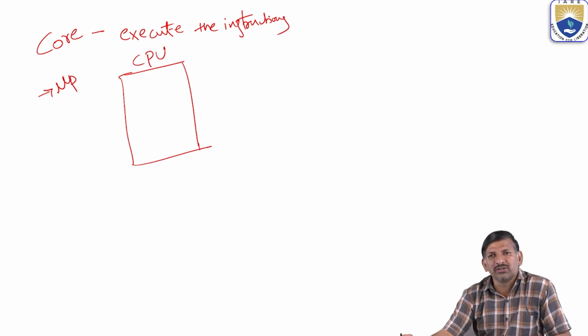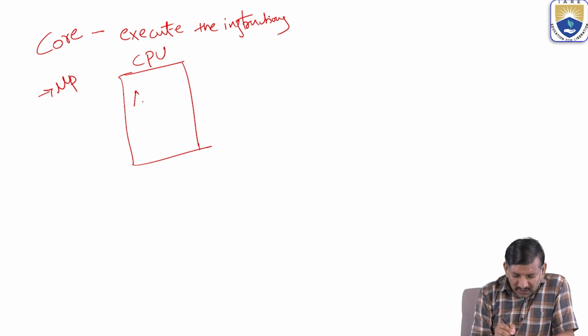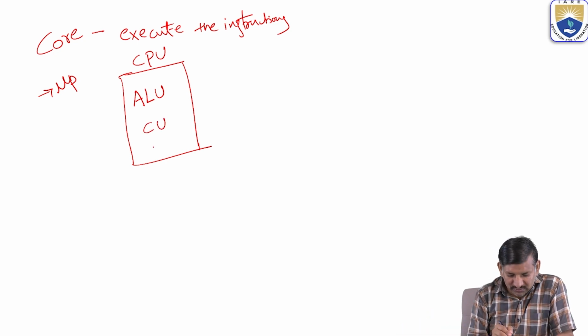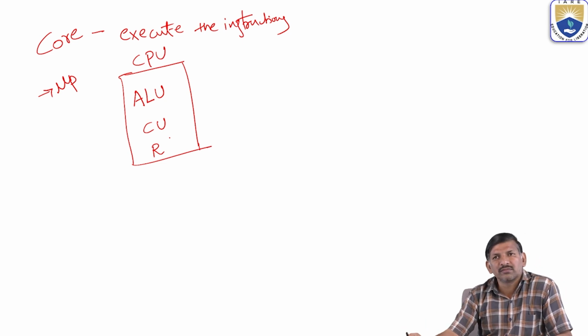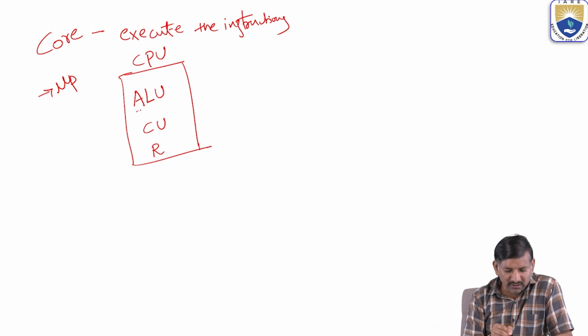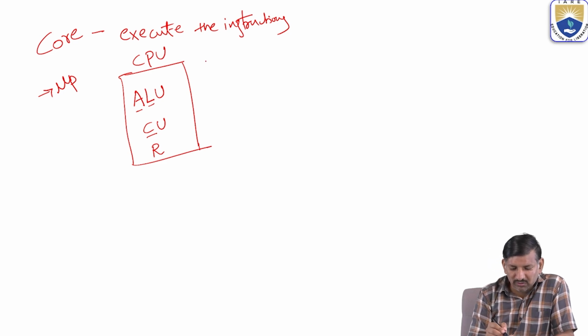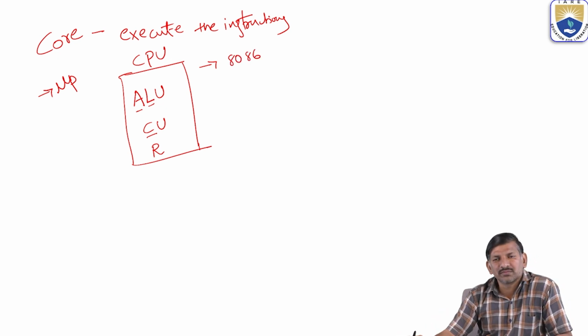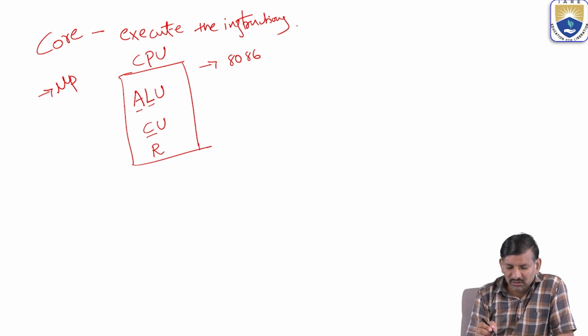Central processing unit. It contains arithmetic and logical unit, control unit, and working registers. It performs arithmetic and logical operations and control operations. Example for CPU or microprocessor is 8086.